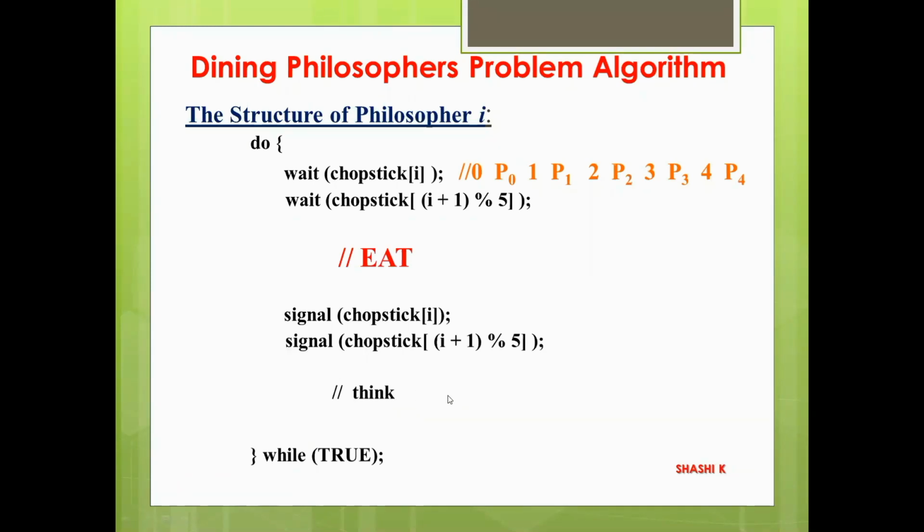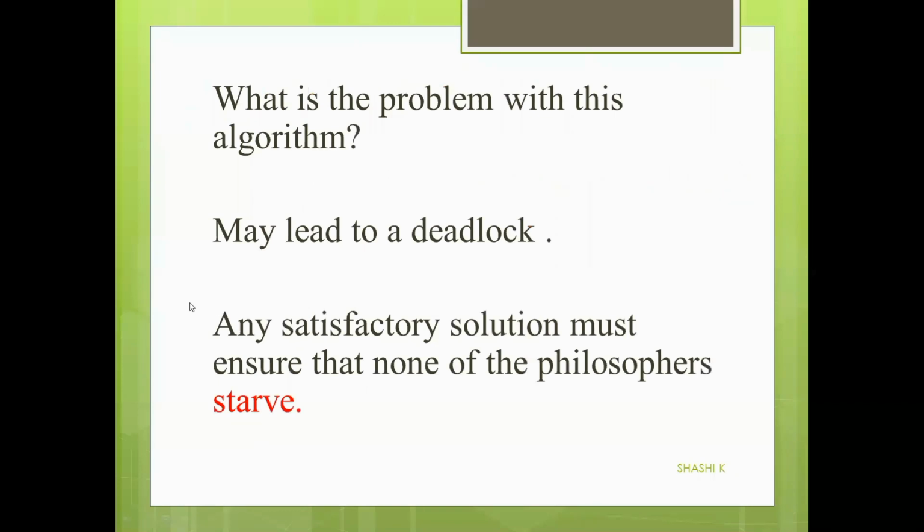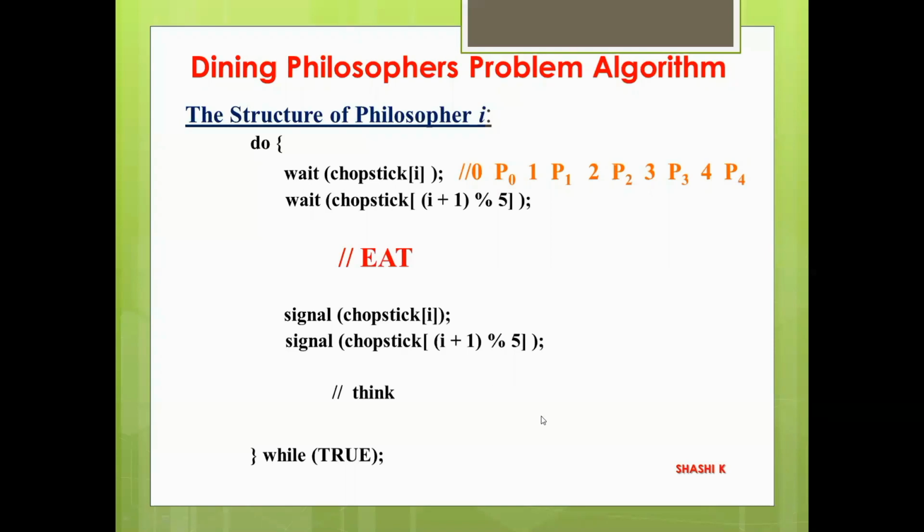So by using semaphores, the philosopher will execute the wait operation on the left chopstick and then the right chopstick. Similarly, after finishing eating, he will execute the signal operation on the left chopstick, and then the signal operation on the right chopstick. The problem with this algorithm is that it may actually lead to a deadlock. Now, can anybody tell me how the solution will lead to a deadlock?